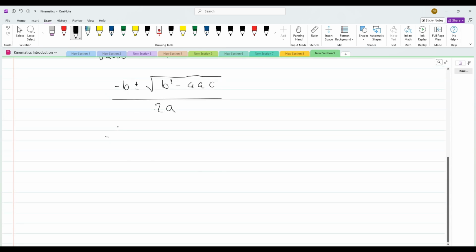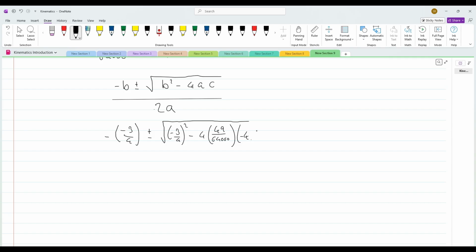So let's plug our numbers in. So we have minus minus 3/4 plus or minus the square root of minus 3/4 squared minus 4 times a, which is 49 over 64,000, times minus 4.5, all over 2 times 49 over 64,000.